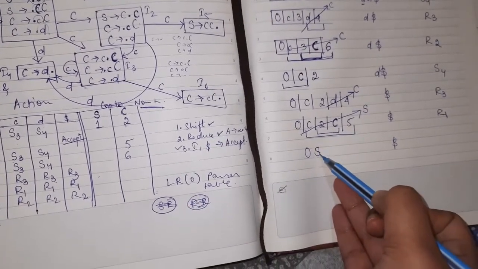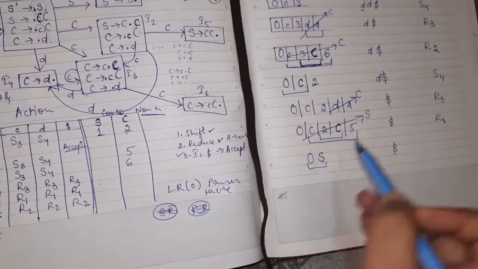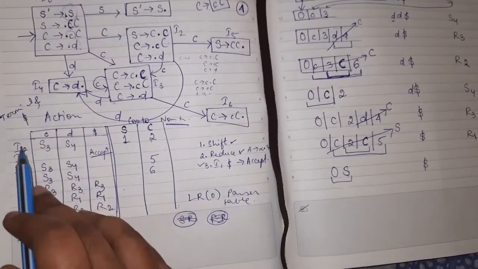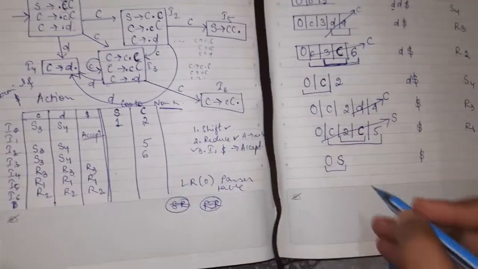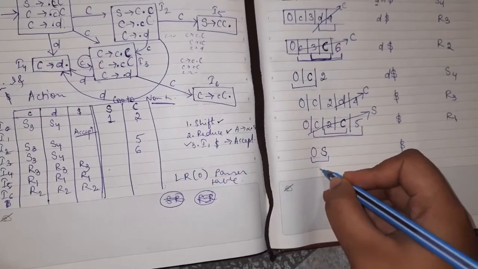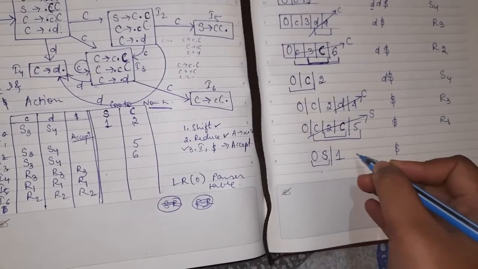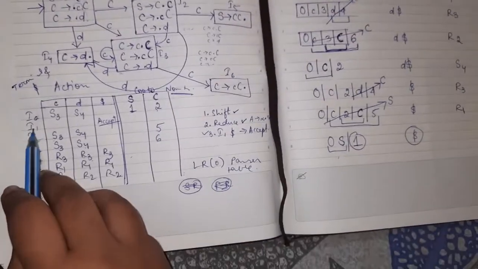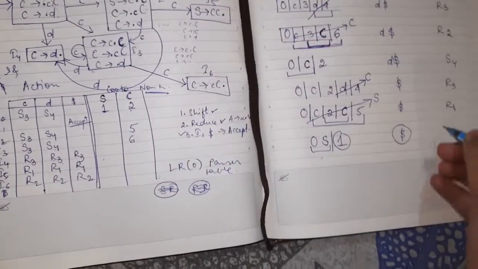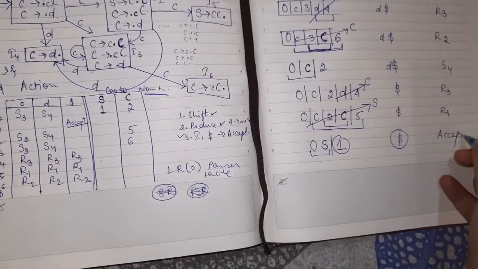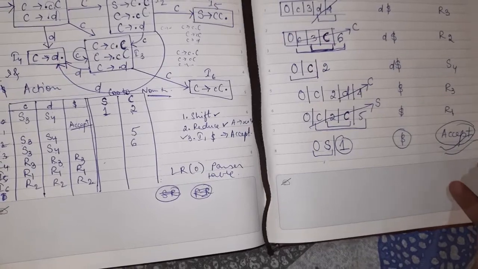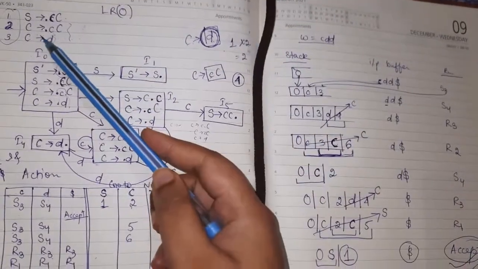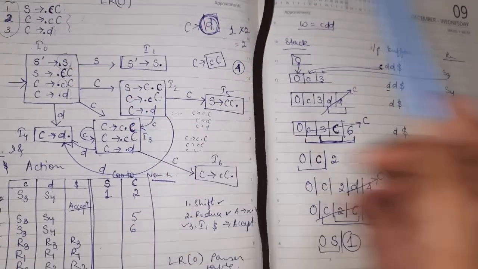S is a capital letter, so I need to refer to the top two elements, and from I0 and S, I get 1. So I will push 1, and for 1 and dollar I get accept, means the string is accepted, that is, this string belongs to this grammar or can be derived from this grammar.